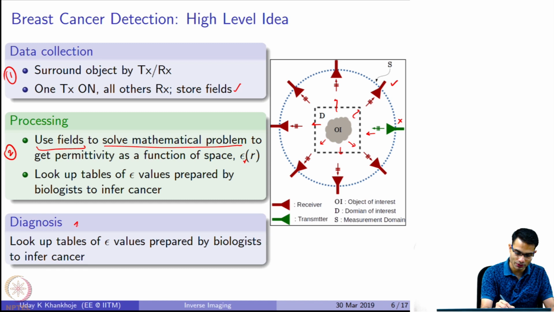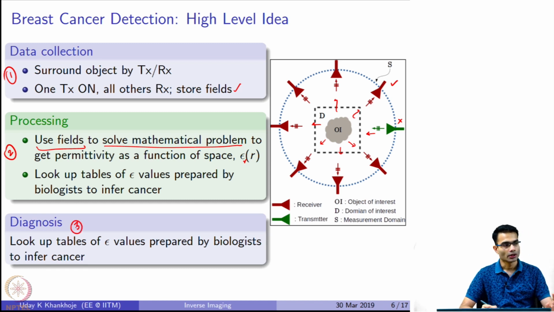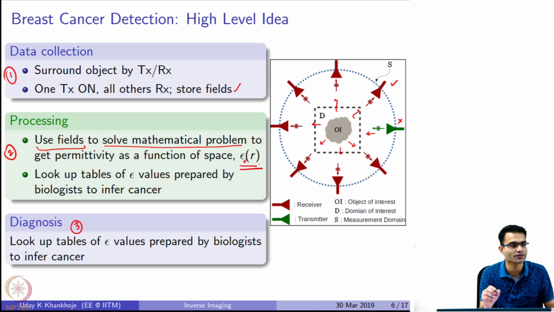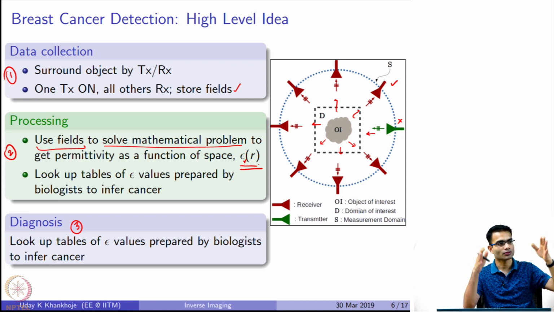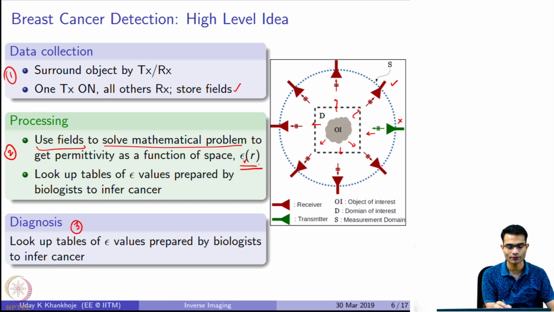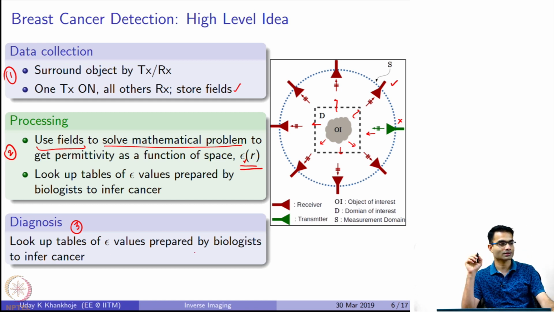So, that actually brings us to step 3, the diagnosis part. So, biology and medicine, people in biology and medicine, they have already done the hard work. They have calculated permittivity for healthy tissue, unhealthy tissue, blood, fat, cancer, all of this is tabulated. So, once I have got this epsilon as a function of space, I just look up each pixel. What is the value of epsilon? What is the nearest fit? Is it fat? Is it cancer? What is it? Right. So, that is how I can do a diagnosis of whether or not there is cancer.